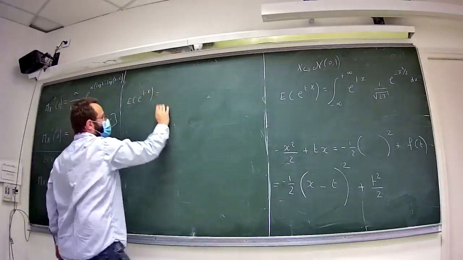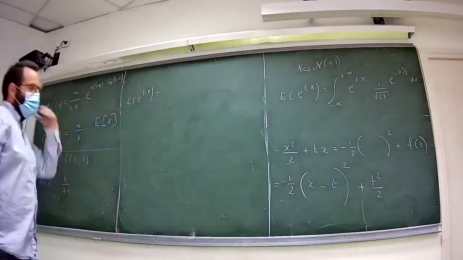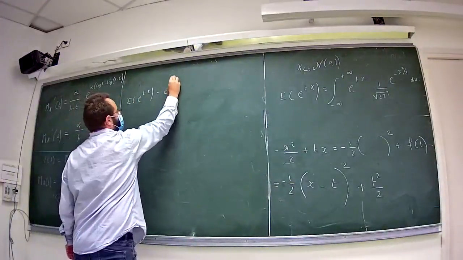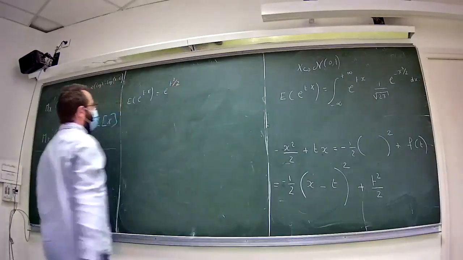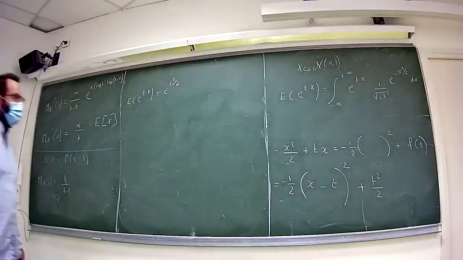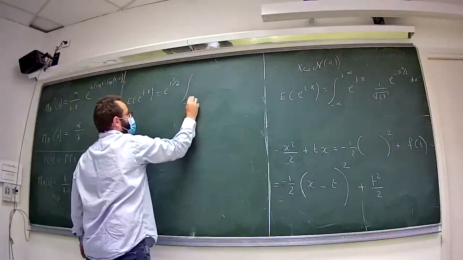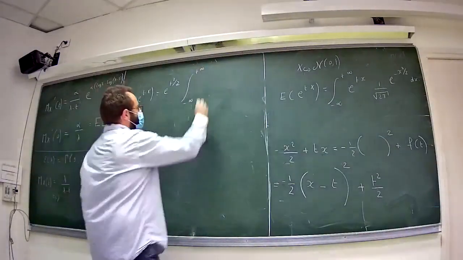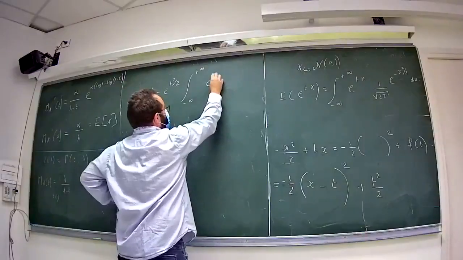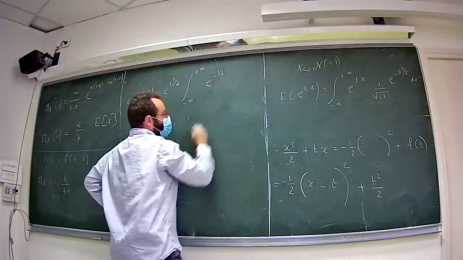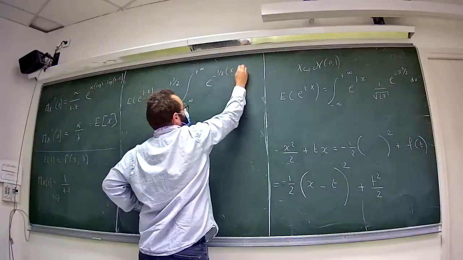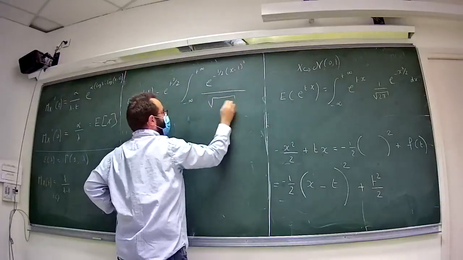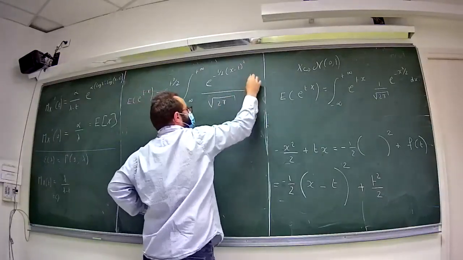function of my N(0,1). How to express it? I will express it this way. So it's exponential t squared over 2, multiplied by the integral from minus infinity to plus infinity of exponential minus 1 half (x minus t) squared over the square root of 2 pi dx.